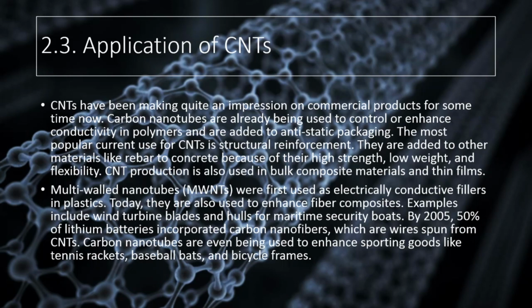Examples include wind turbine blades and hulls for maritime security boats. By 2005, 50% of lithium batteries incorporated carbon nanofibers, which are wires spun from carbon nanotubes. Carbon nanotubes are even being used to enhance sporting goods like tennis rackets, baseball bats, and bicycle frames.